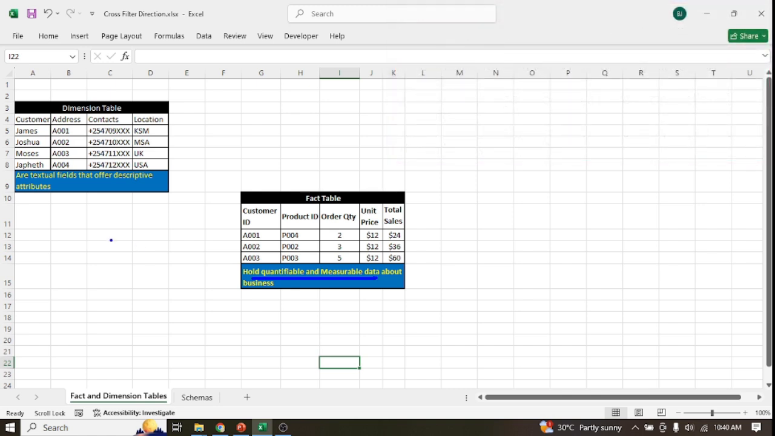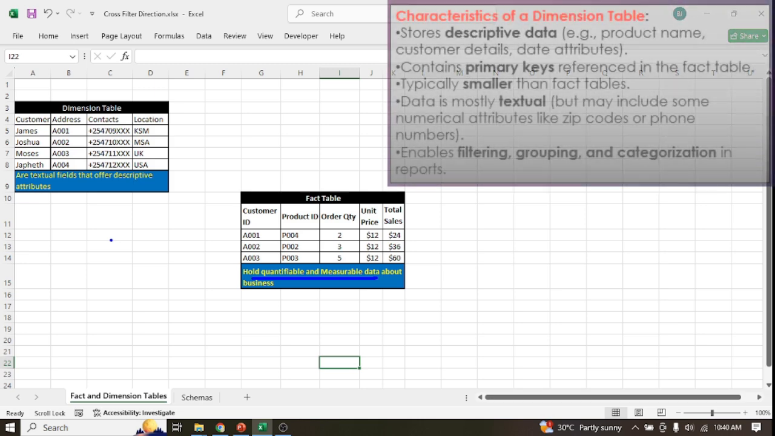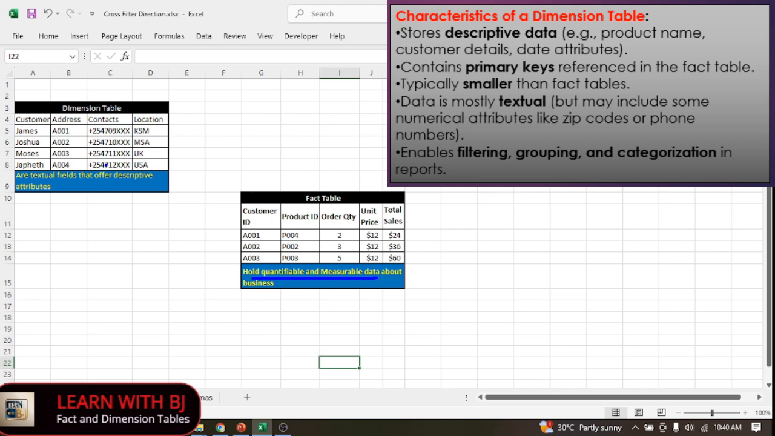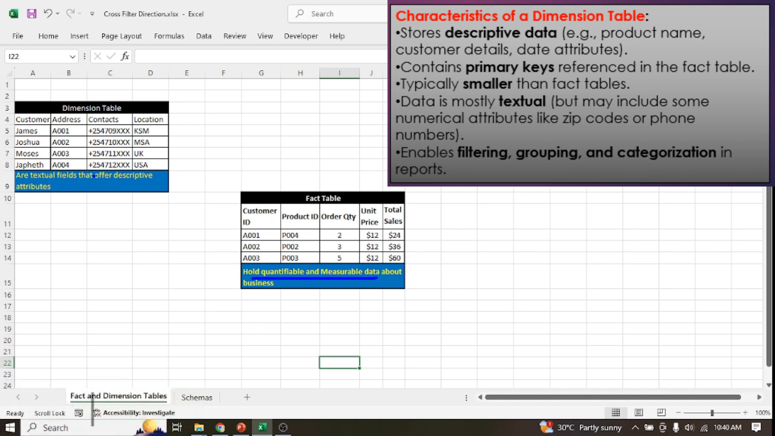So we also have characteristics of a dimension table. The first characteristic that we can remember is that it has textual and descriptive data, which is also categorical. So like now we have customer name, customer address, contact. So we are trying to describe the customer. And then we're also saying that the data is categorical, and it gives facts about the facts within the fact table. So a dimension table is data about data.